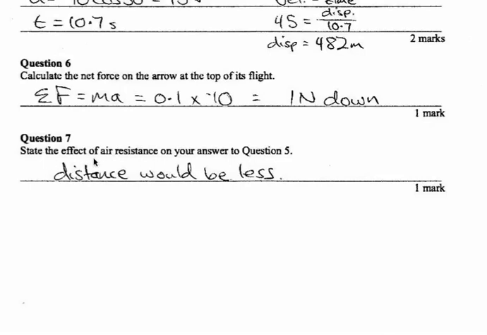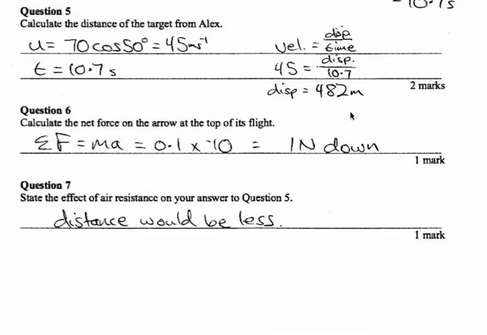And state the effect of air resistance. How would air resistance change the answer to this question here? Well, the distance would be less. This is only a 1 mark question, so you really only need to make one short little statement. So if air resistance was included in the calculations, the distance would be less.